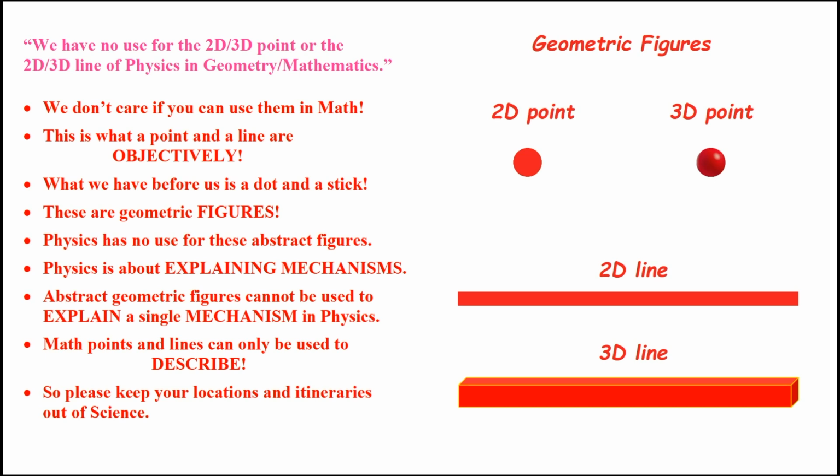We have no use for point because I cannot explain a single phenomenon of nature using the word point, this abstraction, which is just a circle, or the 2D line, which is just a stick. Math points and lines can only be used to describe itineraries and locations, which they call point and line. And so please keep your locations and itineraries out of science. If they want to use this stuff, I have no problem. But don't bring them into physics. We have no use for points and lines. And that's just the introduction.